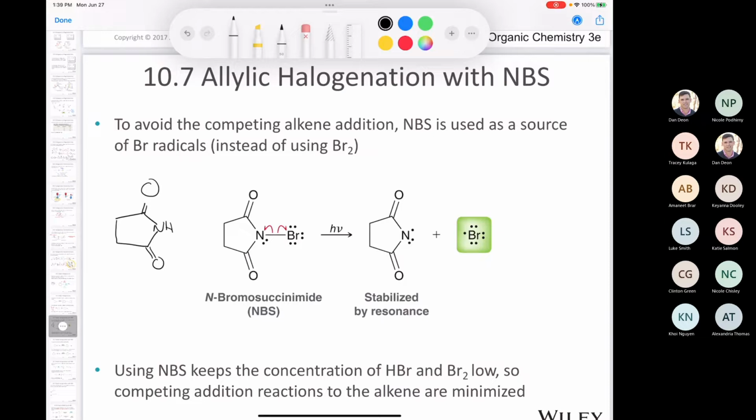But it's a good source of bromine radicals because when the nitrogen-bromine bond breaks in the presence of light, you end up with this radical that is doubly stabilized, right? On the nitrogen, you could draw the resonance structures here if you want. I'm not going to do that right now, but it's a good source of bromine radicals. So what it does is you get a bromine radical, but it keeps the concentration of HBr and Br2 very low. So you're not going to get hydrohalogenation on the double bond, and you're not going to get dibromination or bromination of the double bond. You avoid that. You just have a little bit of bromine radicals floating around.